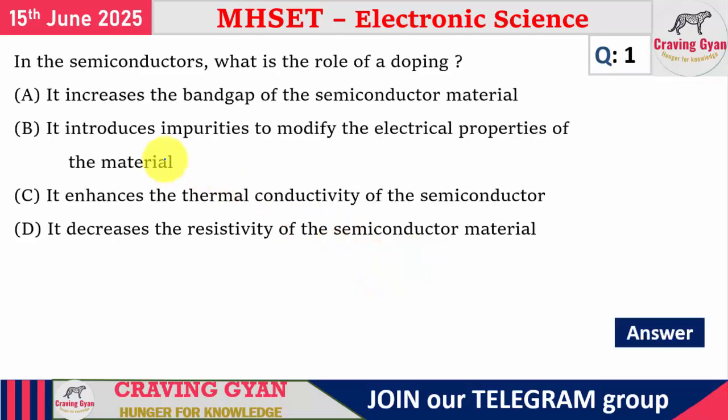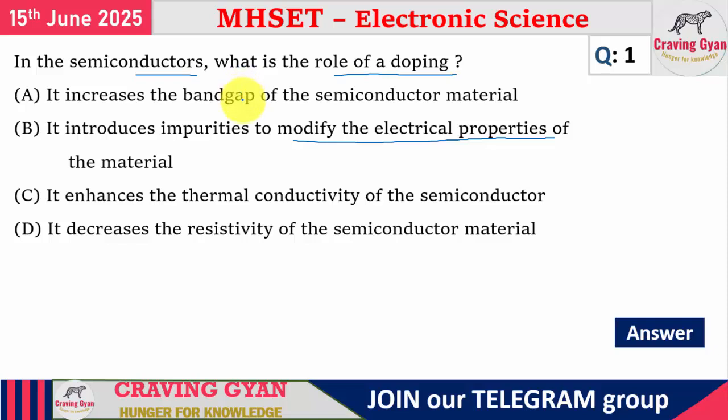In the first question, what they have given is, in semiconductors, what is the role of doping? The first option is, it increases the band gap of the semiconductor material. It introduces impurities to modify the electrical properties of the material. It enhances the thermal conductivity. It decreases the resistivity of the semiconductor material.